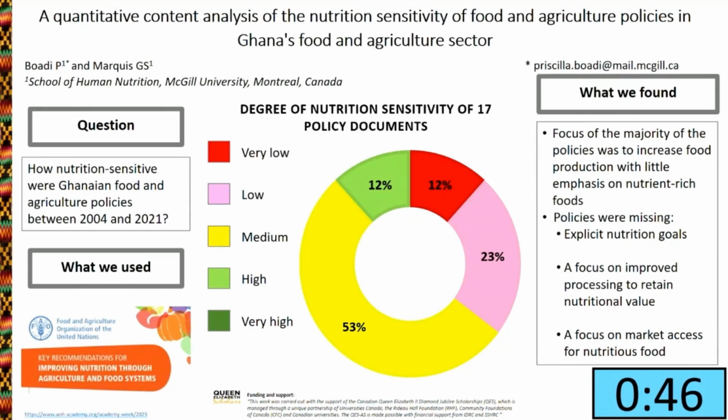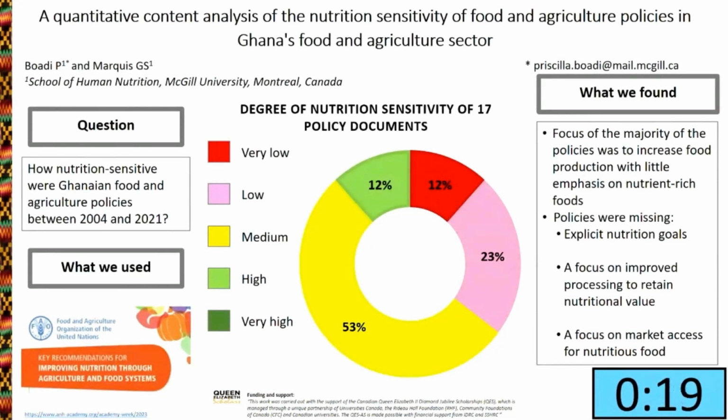So we used Ghana as a case study to assess the nutrition sensitive characteristics of 17 policy documents using 17 equally weighted criteria, which we adapted from the key recommendations for improving nutrition through agriculture and food systems document. We found that the majority of the policies fell within the medium range for nutrition sensitivity, with a focus on increasing food production and little emphasis on the production of nutrient-rich foods.